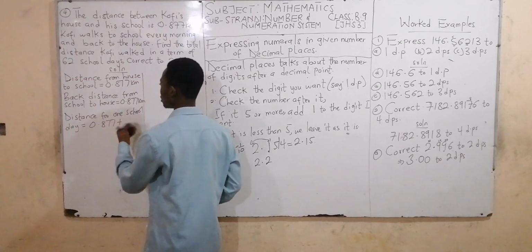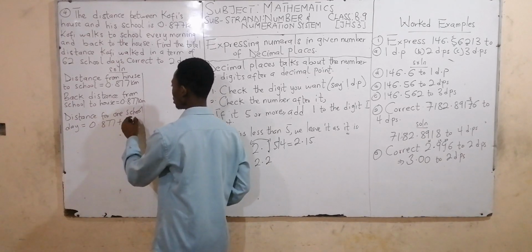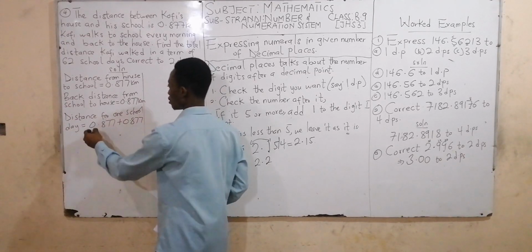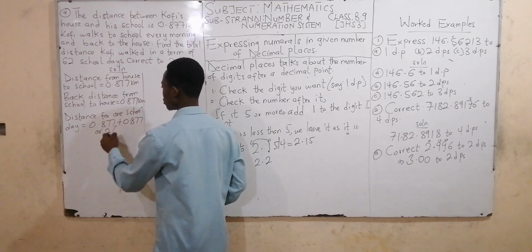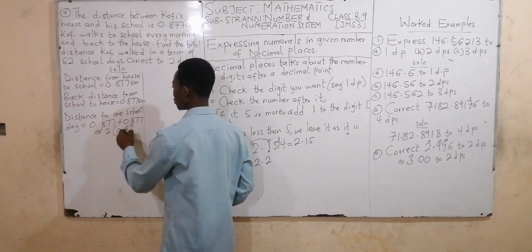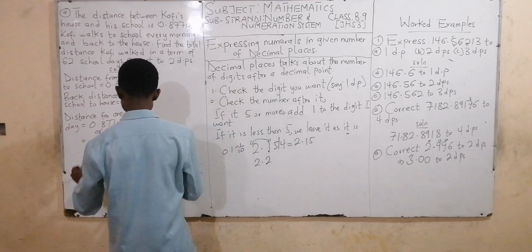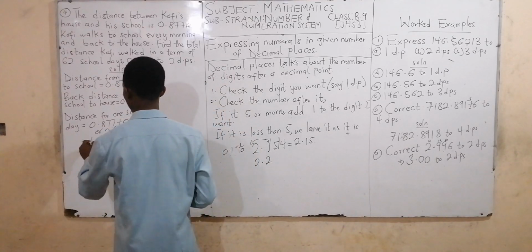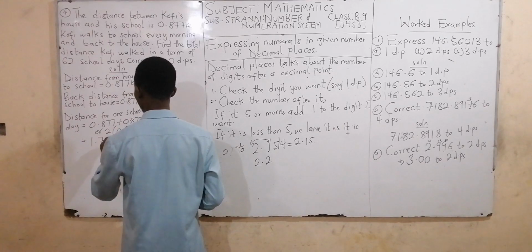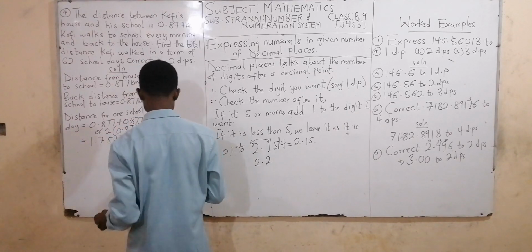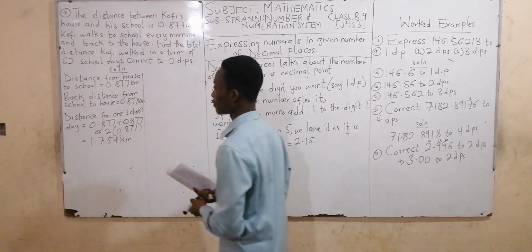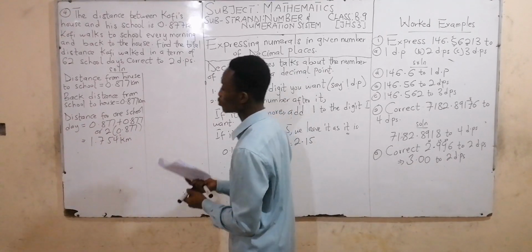So he went 0.877, then came back 0.877. You can also choose to multiply 2 times 0.877, any of these will work. And the answer will be 1.754 kilometers. So this is for one school day.